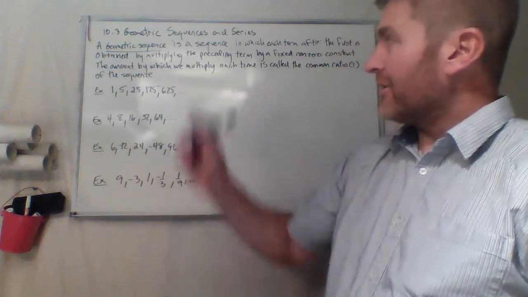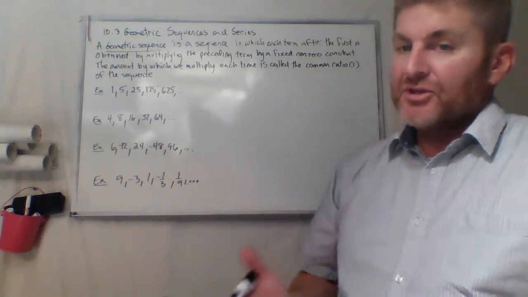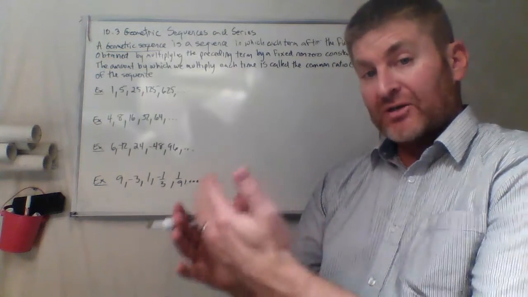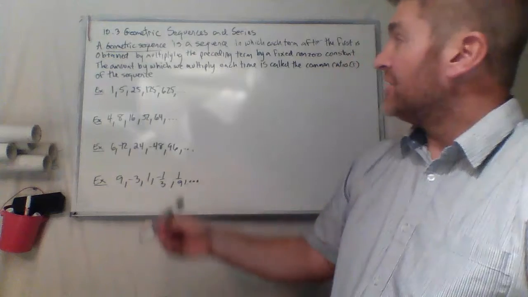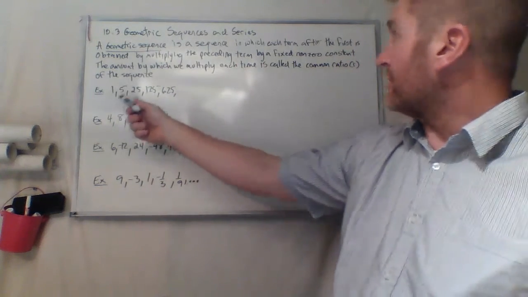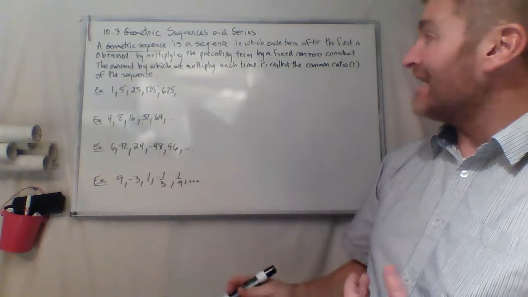Okay, guys, here we are at section 10.3, geometric sequences and series. So we just went over what an arithmetic sequence was. That's when you add or subtract to go from one term to the next. Well, a geometric sequence is a sequence in which each term after the first is obtained by multiplying the preceding term by a fixed non-zero constant.